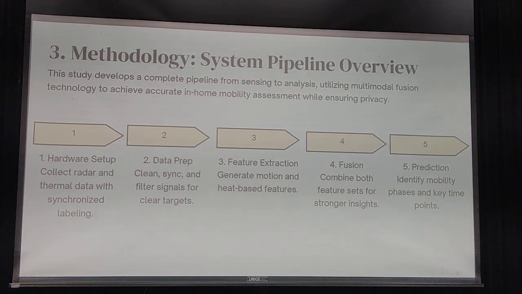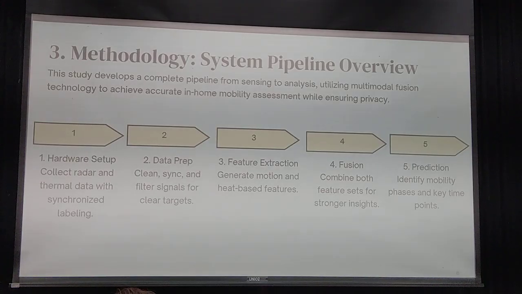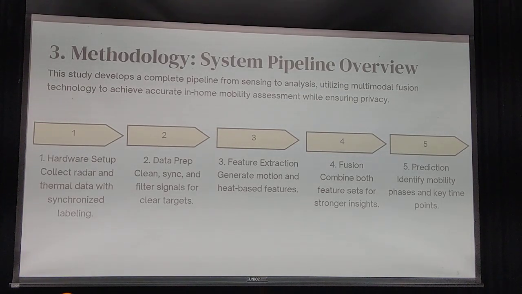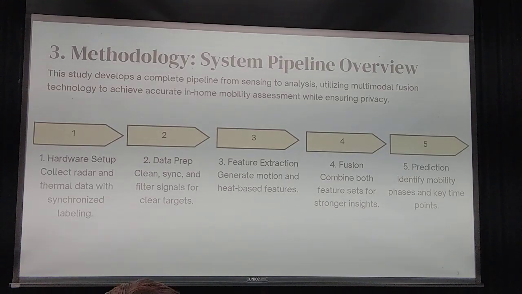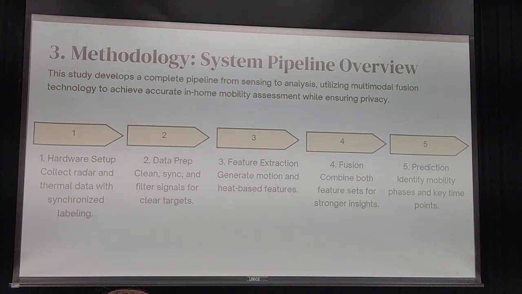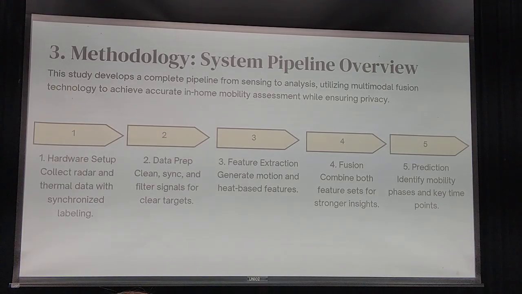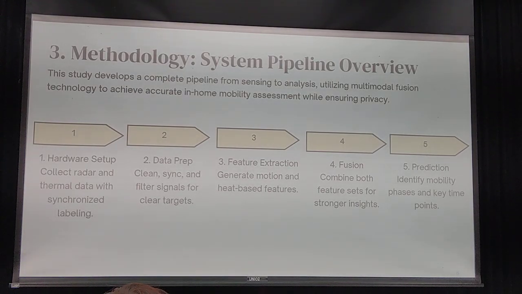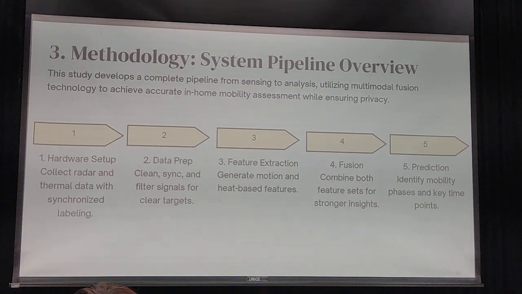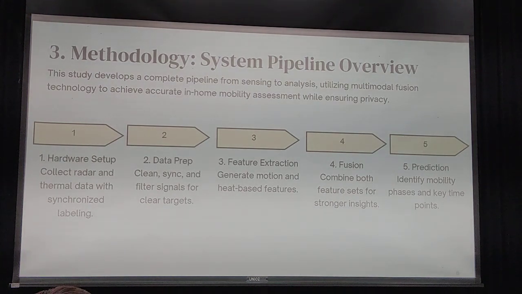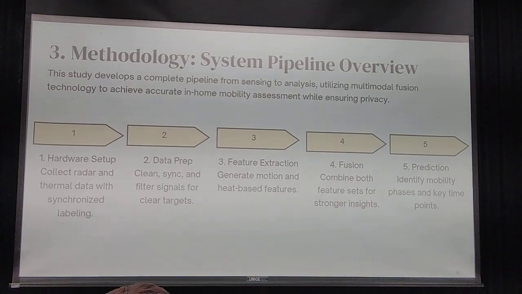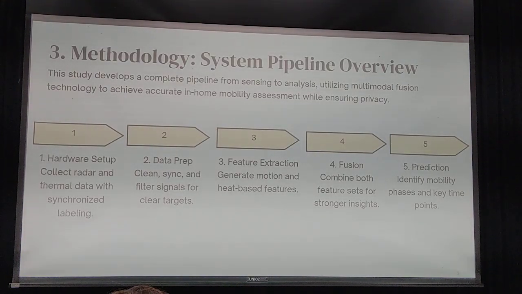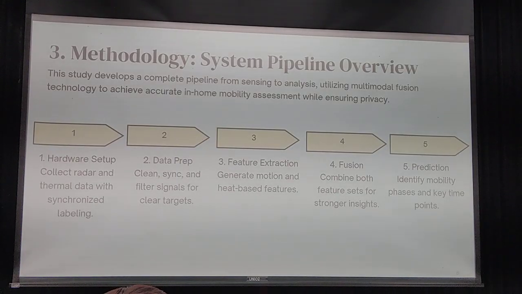To overcome the limitation of single sensors, let's look at our proposed system pipeline. We design a complete end-to-end pipeline from data collection to final analysis. By using multimodal fusion, we achieve precise home mobility assessment while fully protecting privacy. The entire architecture consists of 5 main steps. Step 1 is data setup. We set up a millimeter-wave radar and a thermal camera to collect synchronized data from the subject, and we carefully label the data to establish the ground truth.